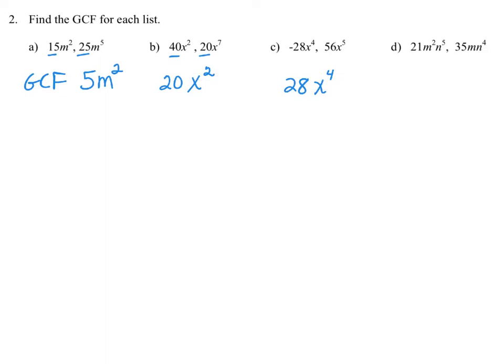The greatest common factor, for example D, 21m squared n to the fifth and 35mn to the fourth. We begin by looking at the greatest common factor of 21 and 35. The greatest common factor there is 7. They both have a variable m, so we take the m with the least exponent, m to the first. And then they both have the variable n, so we take the n with the least exponent of 4. So our greatest common factor is 7mn to the fourth.